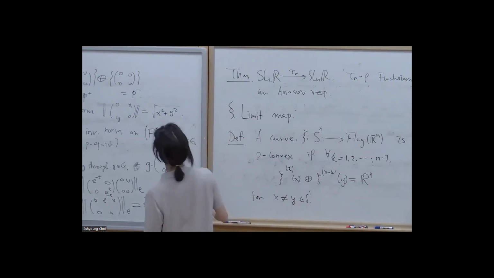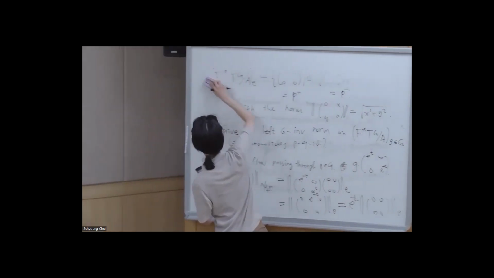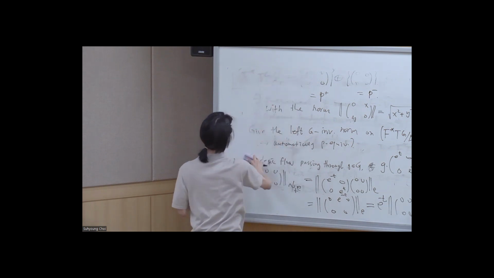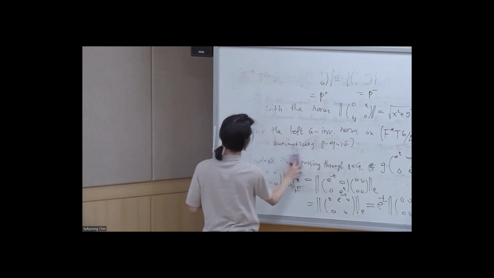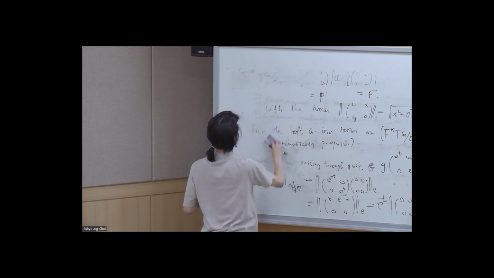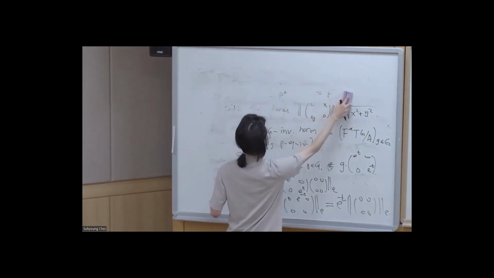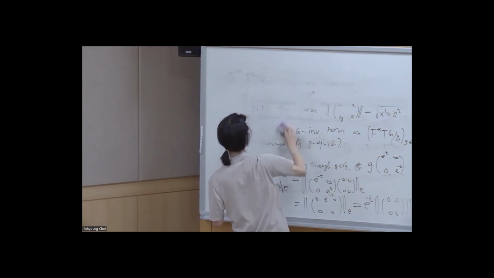So the theorem that I want to mention is that if you have an Anosov representation, then you can always find an equivariant 2-convex curve into the flag manifold.